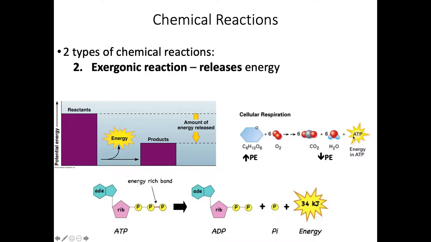You've extracted energy. And then another example of exergonic reaction is the breaking down of ATP. So here, ATP is a high potential energy molecule, and then we hydrolyze or we break the bond between these two phosphate groups, and then what you get is ADP, P, and then the release of energy. So these are low potential energy products, and you get the release of energy. So this is an example of exergonic reaction.